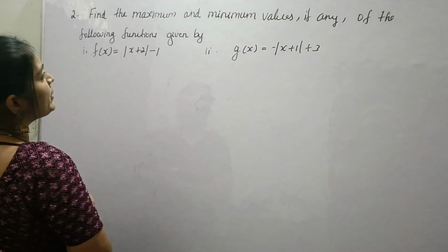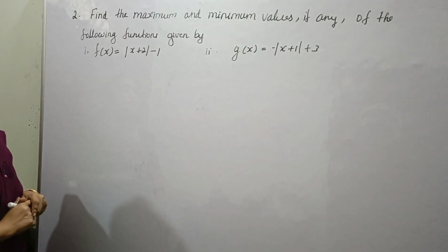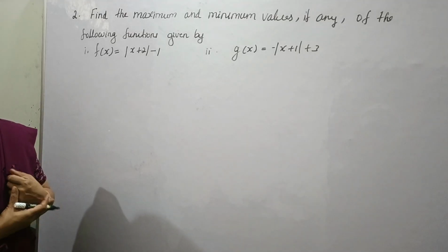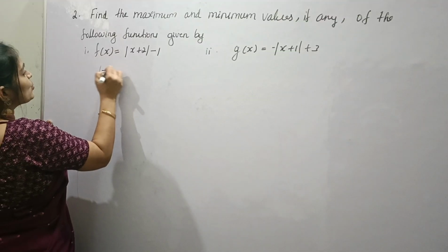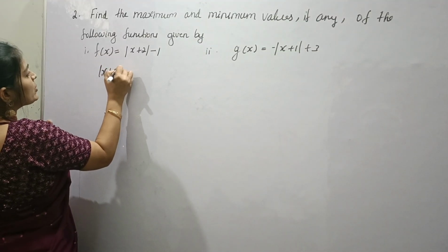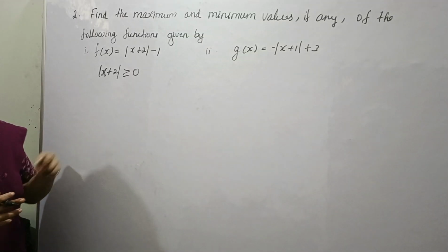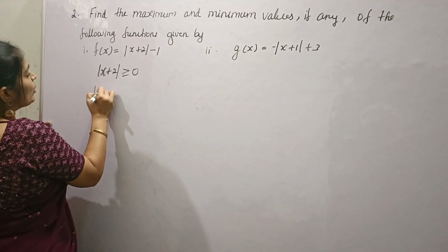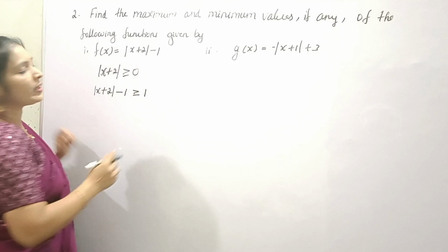Find the maximum and minimum values, if any, of the following functions given by: first one, f of x is equal to modulus x plus 2 minus 1. Here we cannot differentiate it since it is a modulus function, so we will find it directly. Because we know that modulus x plus 2 is greater than or equal to 0, right? Modulus function is always greater than or equal to 0. So modulus x plus 2 is greater than or equal to 0.